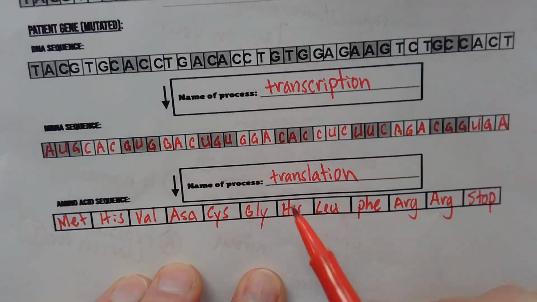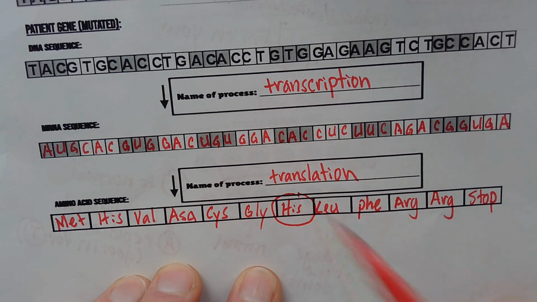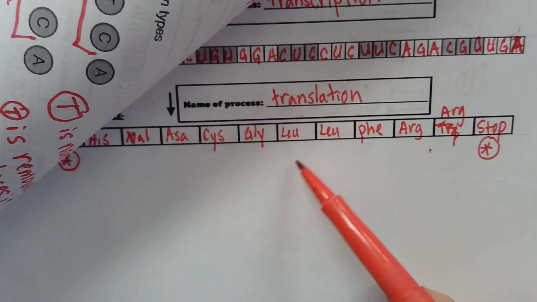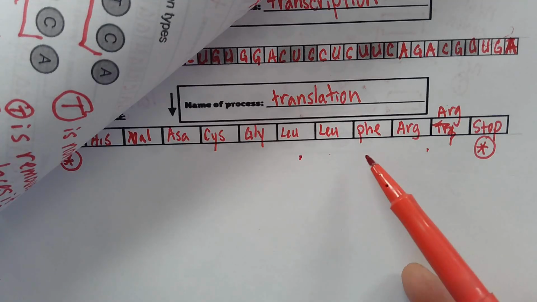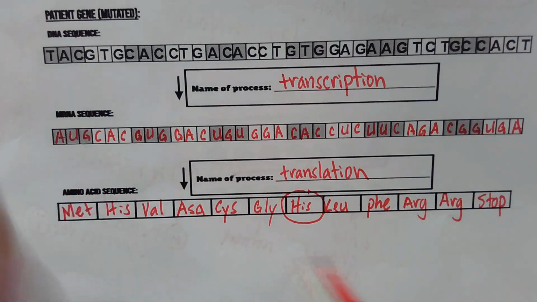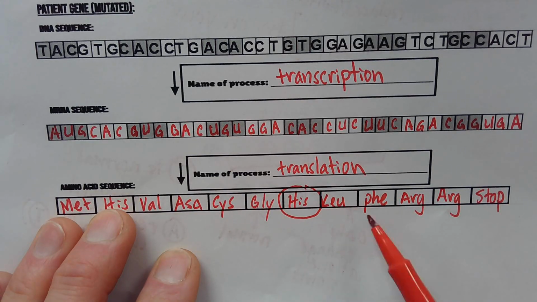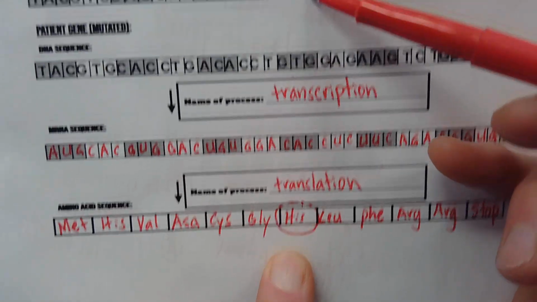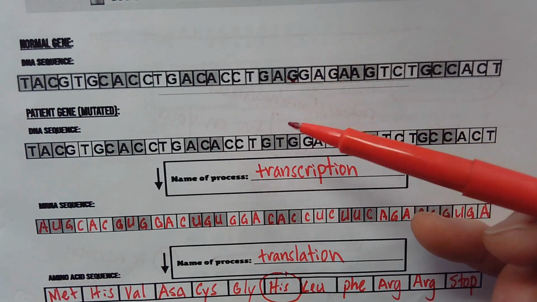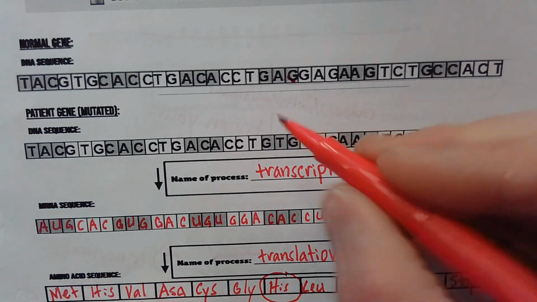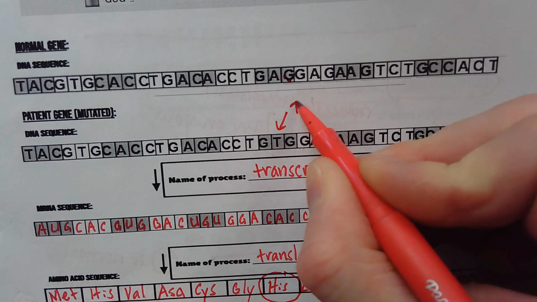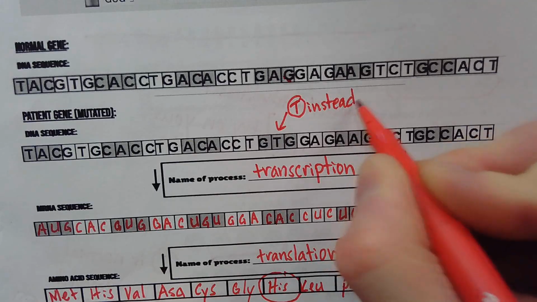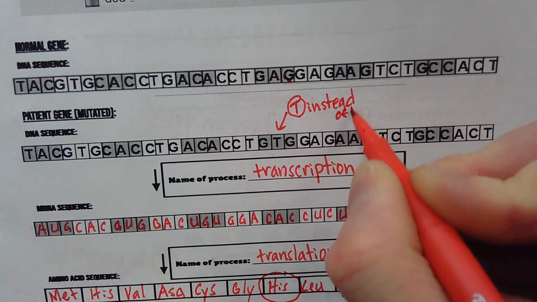So then this is where that problem happened, because it should be CYS, GLY, LEU, and then LEU, PHE, ARG. And so this is in place of that LEU. Well, why? What happened? Well, it's supposed to be an A, but it's a T. So the T instead of the A.